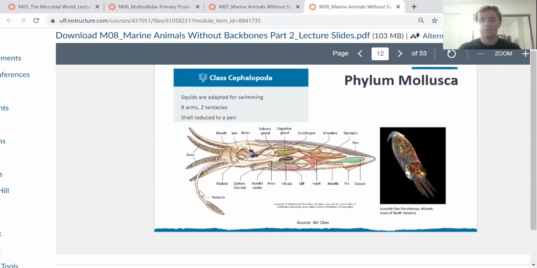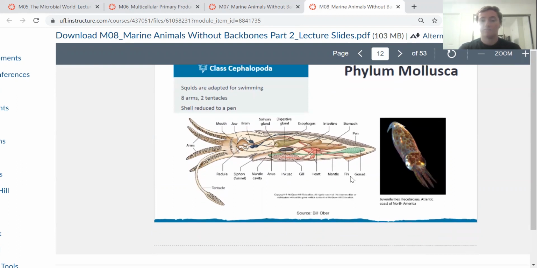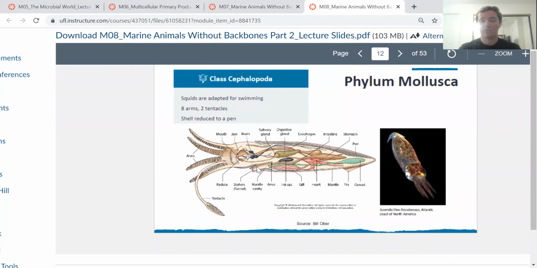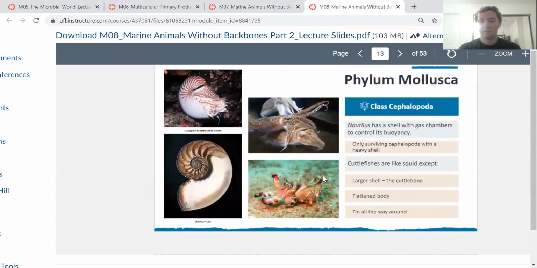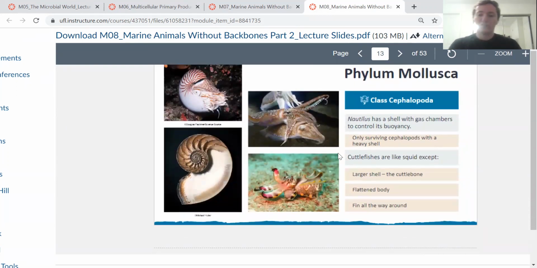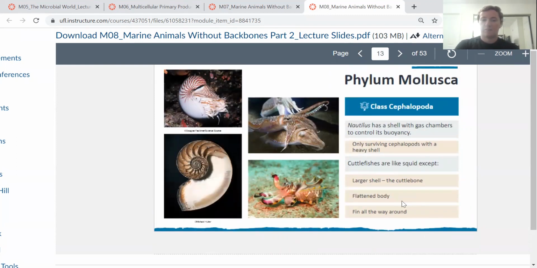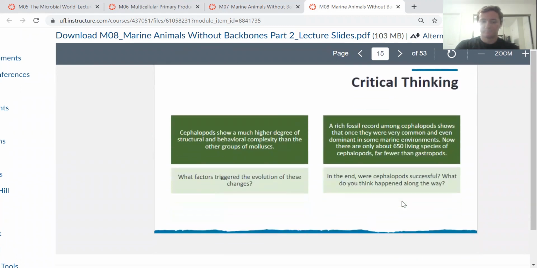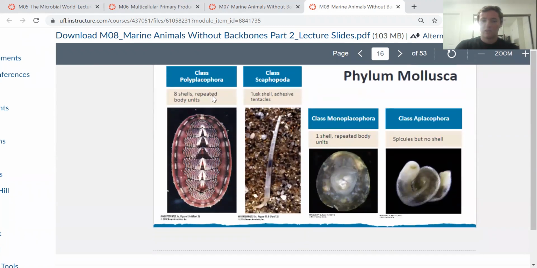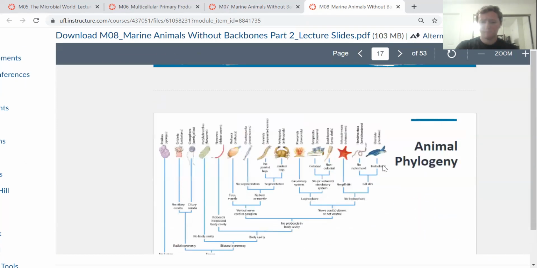They have 8 arms, 2 tentacles. So these tentacles are the big ones, the arms are the little short ones, and they are adapted for very, very fast swimming with the incurrent, excurrent siphon. Nautilus and cuttlefishes are another one just to keep in mind and understand a little bit about their anatomy from what we talked about in lecture. Here are some other mollusk classes, just know general characteristics about them.